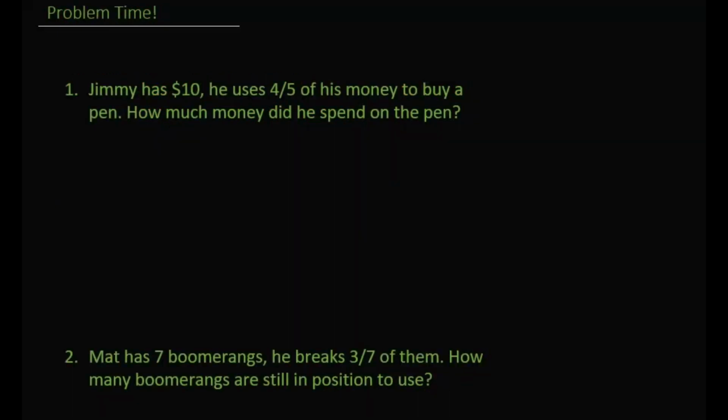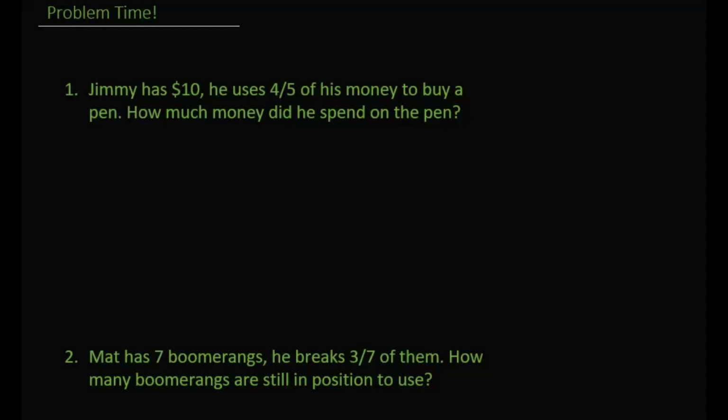Okay, now it's time for problem time. I want you guys to pause the video and try these 2 questions on your own. I'll read them to you guys right now. Jimmy has $10. He uses 4/5 of his money to buy a pen. How much money did he spend on the pen? Matt has 7 boomerangs. He breaks 3/7 of them. How many boomerangs are still in position to use? So how many boomerangs can still work? Okay?